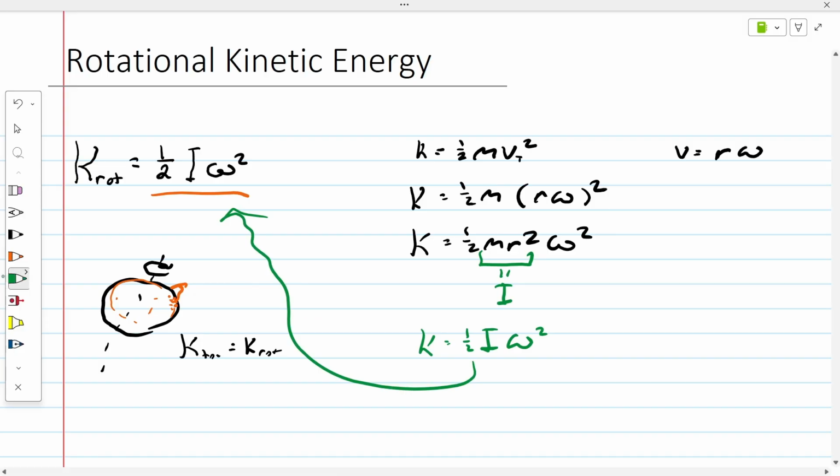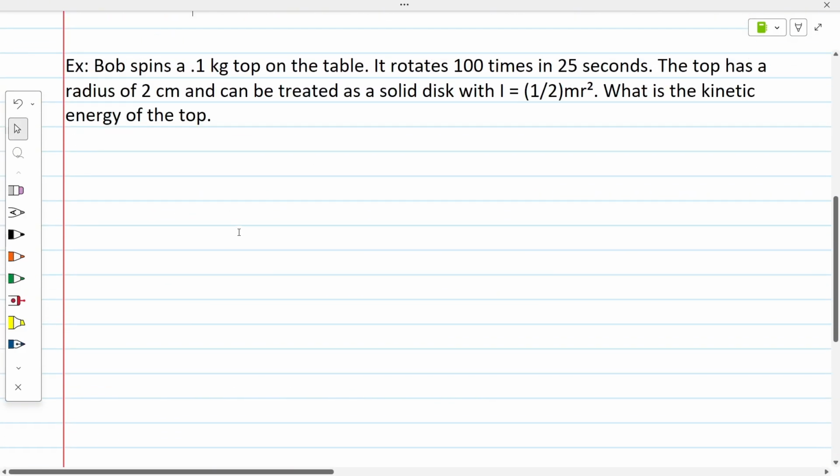Okay, so let's look at an example using this equation. Bob spins a 0.1 kilogram top on the table. It rotates 100 times in 25 seconds. The top has a radius of 2 centimeters and can be treated as a solid disk with the rotational inertia 1/2 m r squared. What is the kinetic energy of the top?